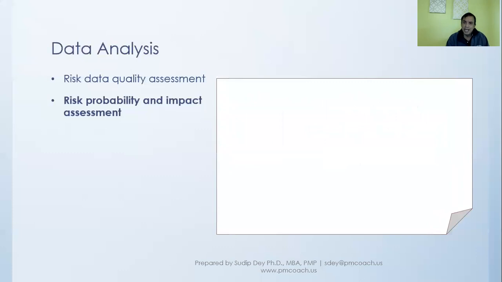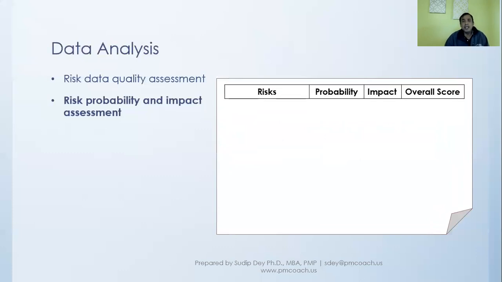So let's take an example. When we are doing this, essentially our idea is to understand the combined effect of probability and impact. And so we'll do that through the overall score. So let's say there is a risk that technology might change, and because of the technology change, it might impact our project. Now that is a risk: technology change.